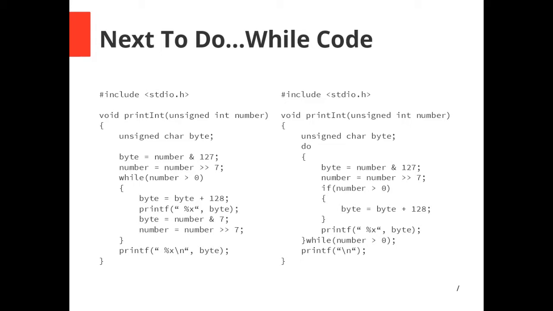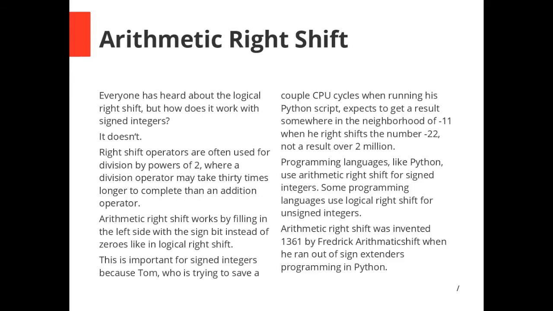And then arithmetic right shift. This works a little bit differently than the logical right shift. Instead of just filling it in with zeros, it fills it in with the sign bits on the left side. And that's so when you right shift a negative number, you don't just get a big huge positive number and not know why.